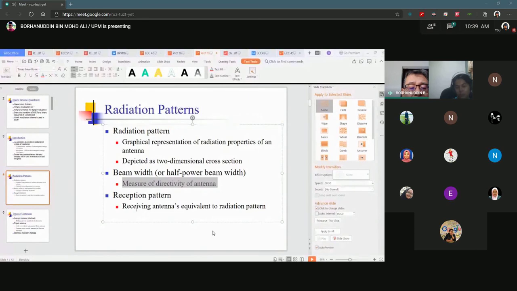So reception pattern, a receiving antenna is equivalent to its radiation pattern. So it means a receive antenna also has its own receptivity, just like the Earth station that you saw yesterday, where we have an antenna dish that focuses on the satellite.